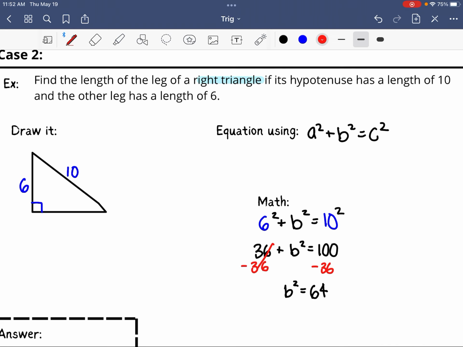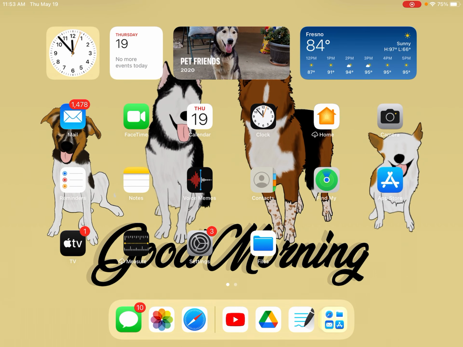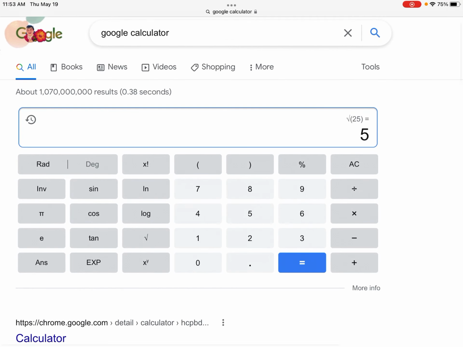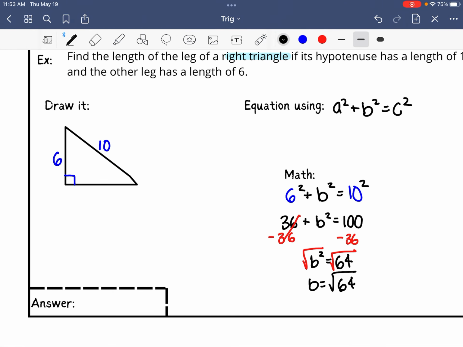And now I have to square root it in order to get rid of the square. And what I do to one side, I do to the other side. So I have b equals the square root of 64. Oh, 64. And I get 8. So my answer is 8.